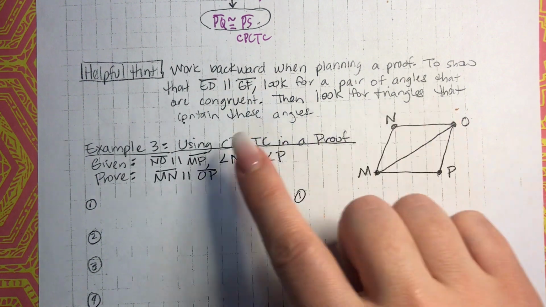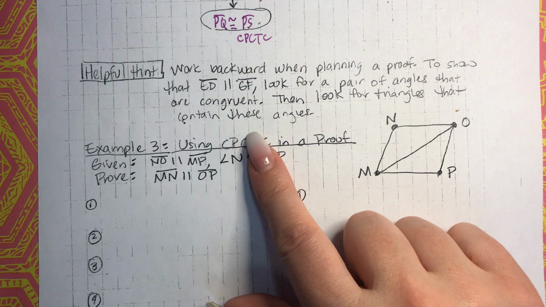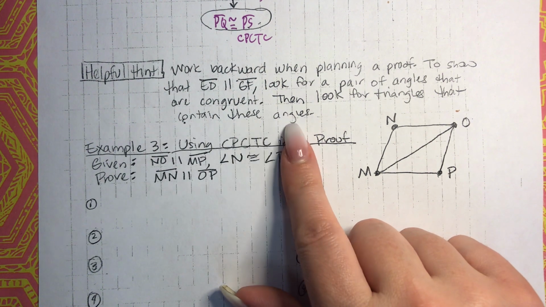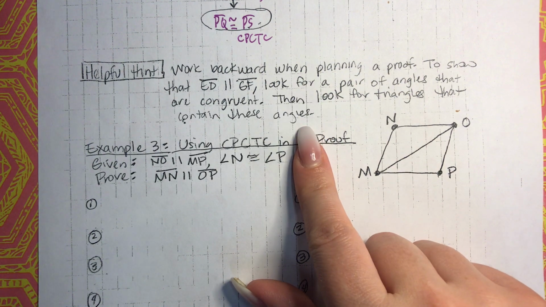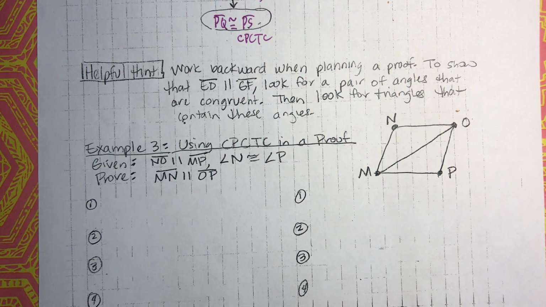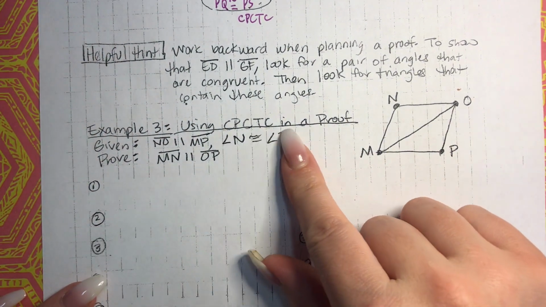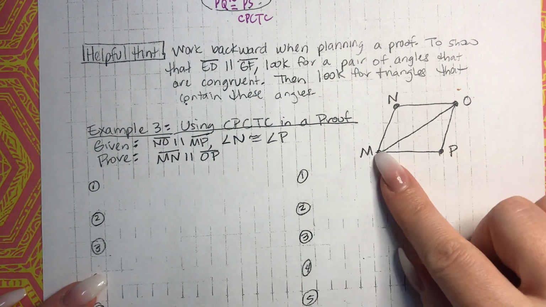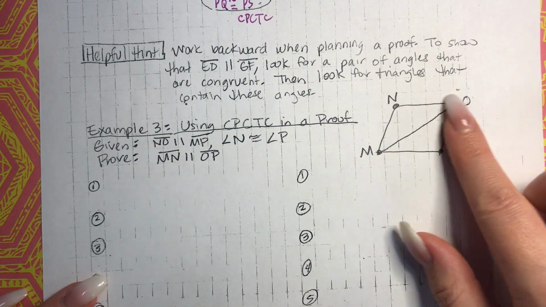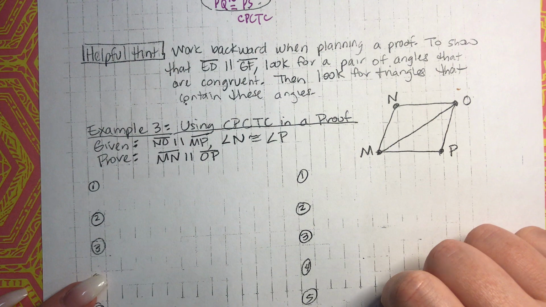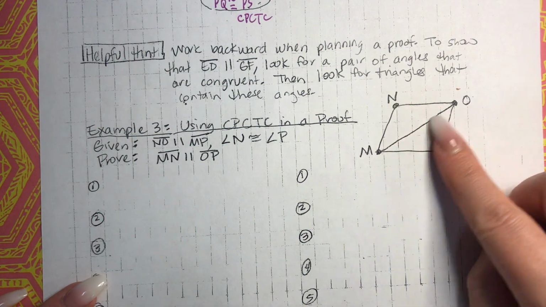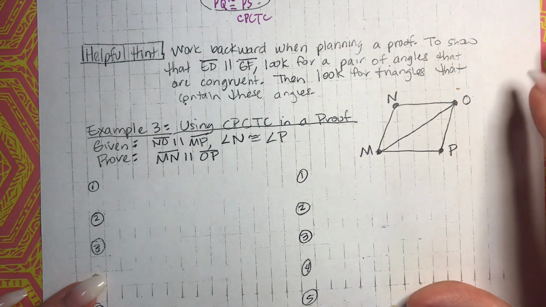And if you find that pair of angles, then look for triangles that contain these angles. That is a way to work backwards in order to do something. So just a helpful hint, something to think about. So let's look at example 3. It says, using CPCTC in a proof. We have this figure here. It looks like a quadrilateral, a four-sided figure, but I also see that it's made up of two triangles.